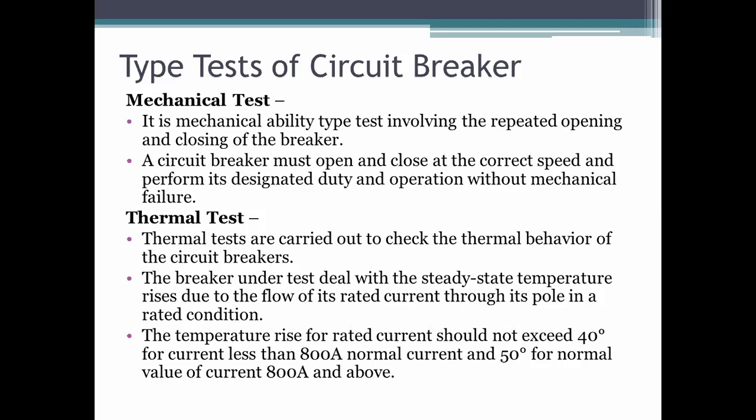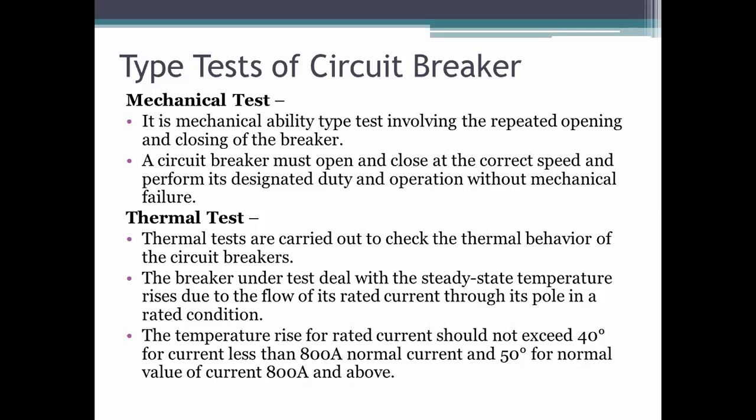We have to test this operation, and the circuit breaker must open and close at the correct speed and perform its designated duty and operation without mechanical failure. That operation should be within the time only. So this is the mechanical test: if there is any fault in the operation of the circuit breaker, these mechanical quantities are checked there.